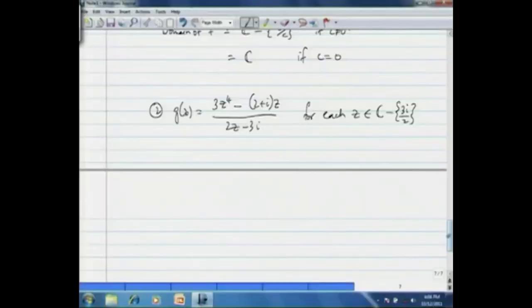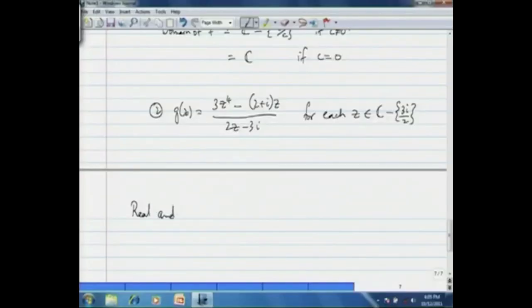So, next we have seen three classes of these examples, and we will build on this repertoire of examples. We will construct more and more examples, classes of examples. Before moving on, we will now talk about the real and imaginary parts of a complex function.